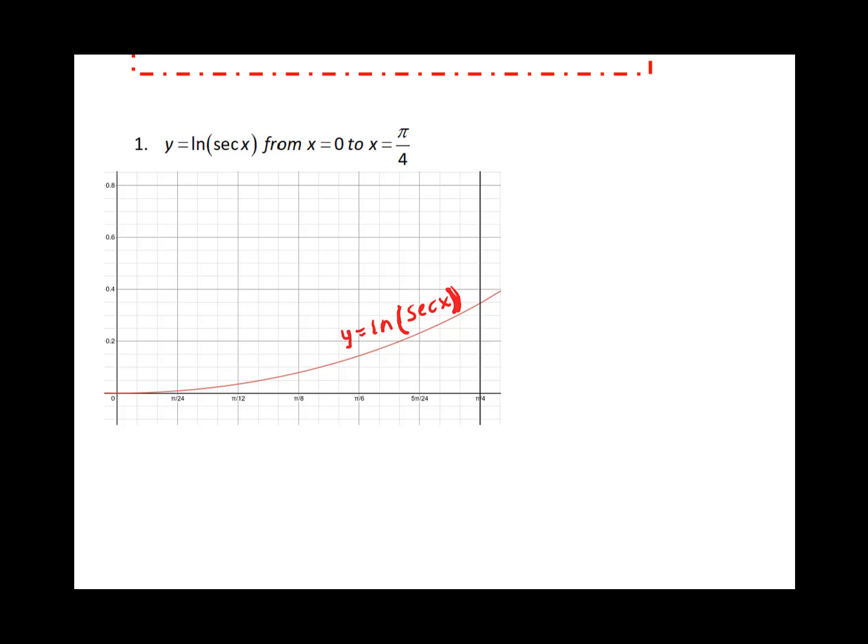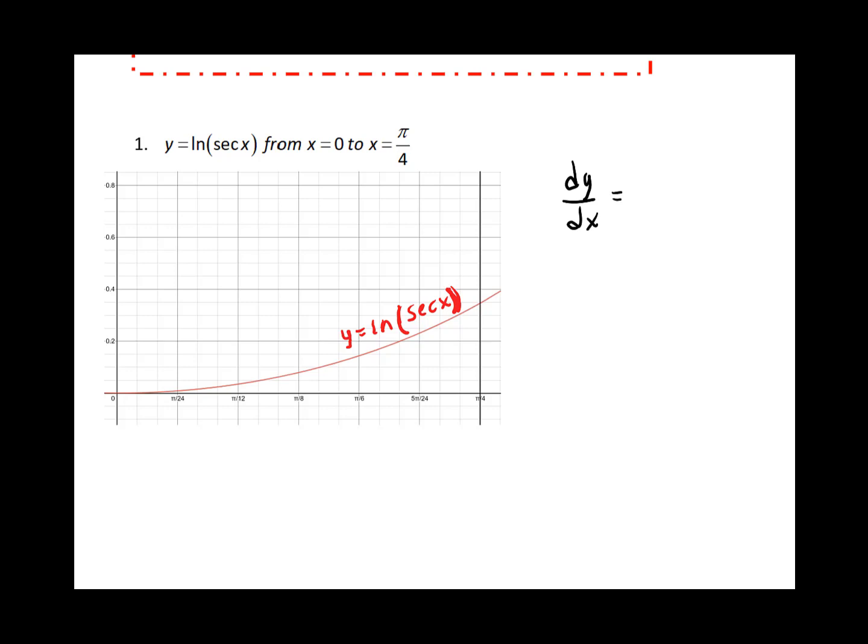So if we were to want to compute the actual arc length, so the length of this curve from 0 to pi over 4, we can use our arc length formula. So let's go ahead and get started. If we're going to use the arc length formula, we need dy dx. So let's get started with that.